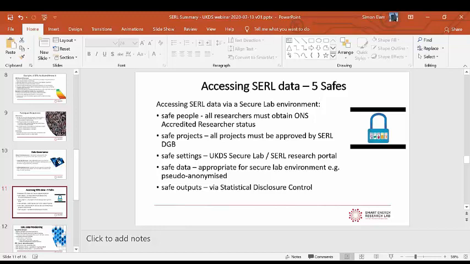Safe projects, as I said, must be approved by our data governance board. Safe settings, which is the secure lab environment itself. Safe data: again, we make sure that the data we provide to researchers is appropriate for those secure lab environments. And finally, safe outputs, which is any data that's taken out of the secure lab environment, must go through statistical disclosure control before it's released, to make sure it's fully anonymized or de-identified.